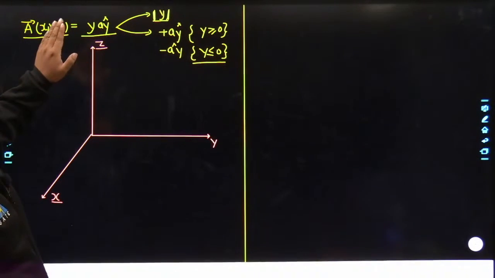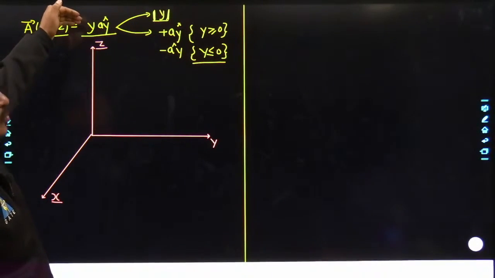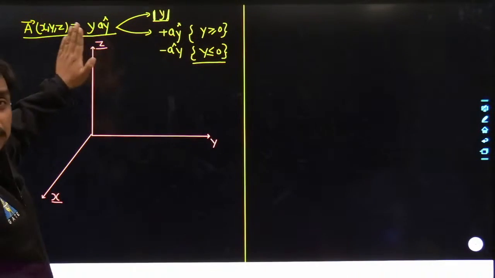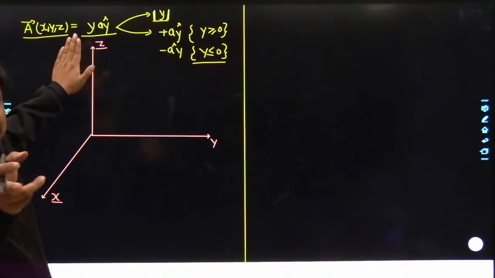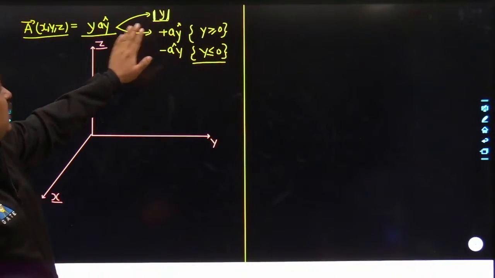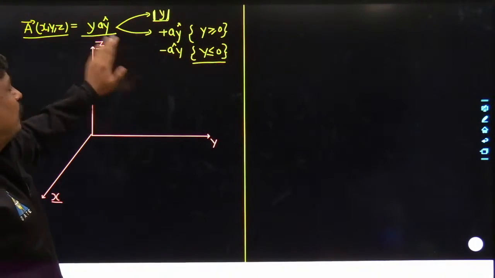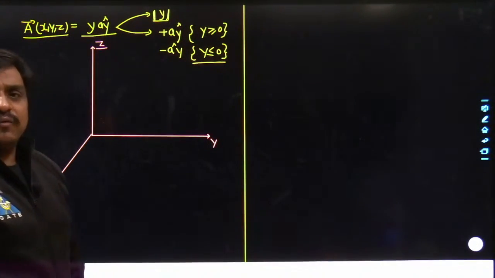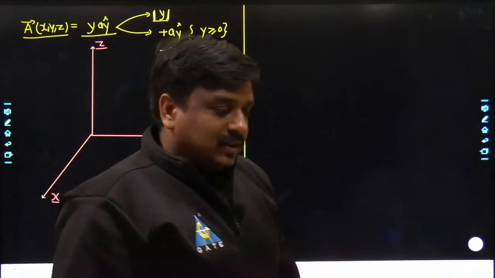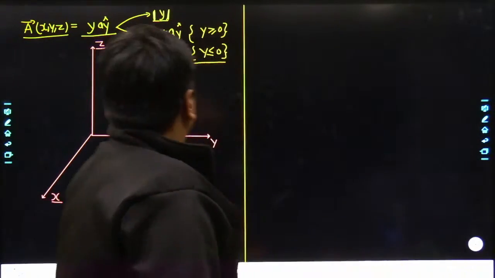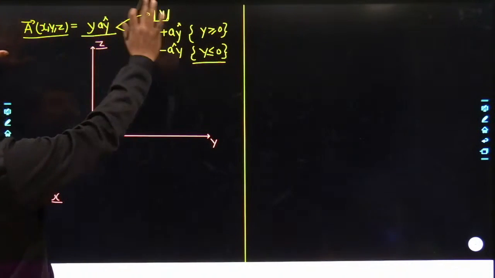If y has been taken minus, you can take y is equal to minus 2. So for minus 2y cap, what's the magnitude of it? The magnitude is simply 2, which is simply equal to mod of y. And similarly, the direction is going to be minus a y cap, obviously, which falls under the range of y lesser than or equal to 0. Could you understand what I am saying?